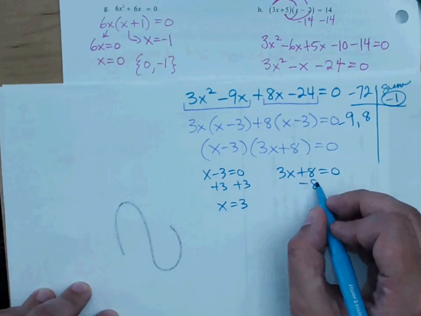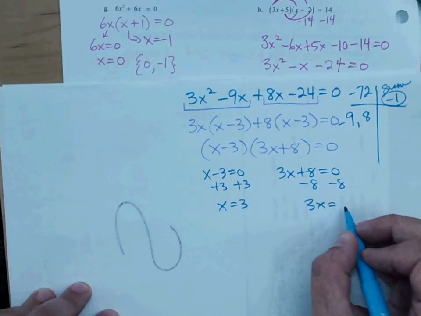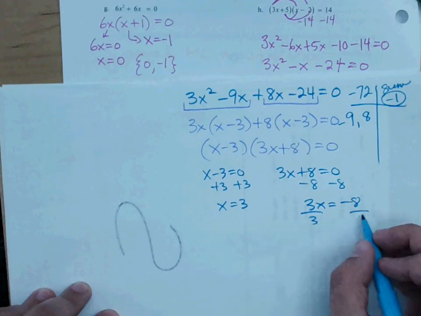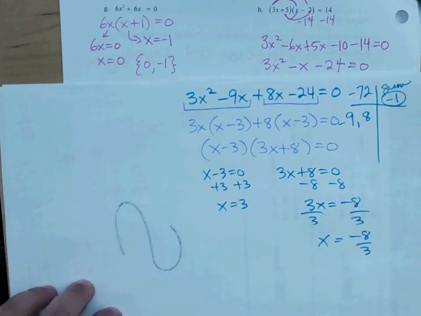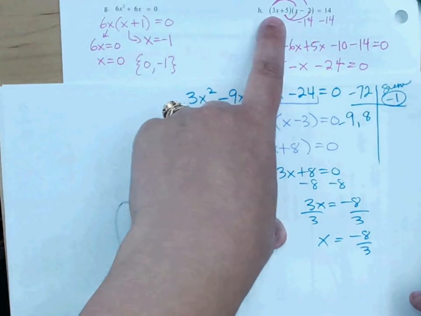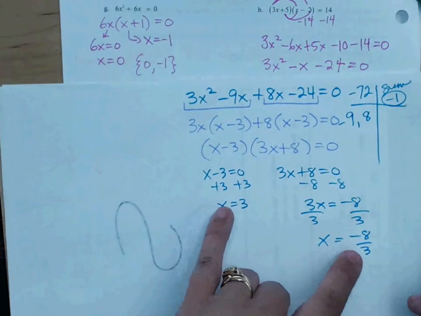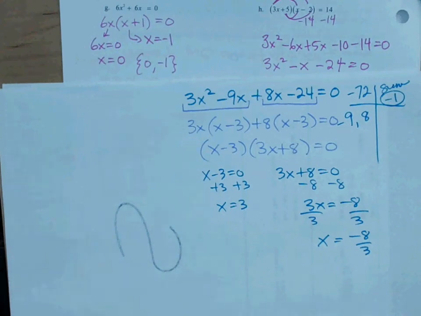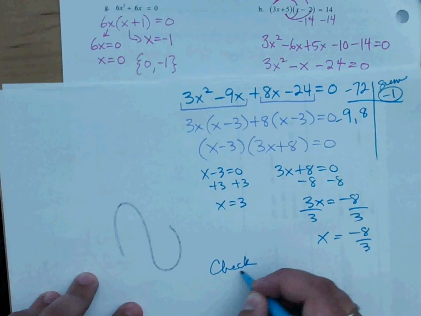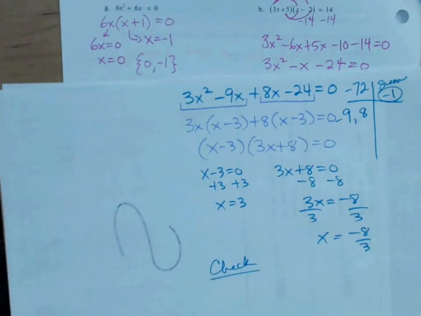What about here? -8 divided by 3. X equals -8/3. Okay, so those are our two solutions. Again, I would suggest going back to the original problem. Both solutions, you can check them, you can plug them in. Does anybody want to see what that check would look like with the fraction? Okay, let's do the check, only the negative fraction one.